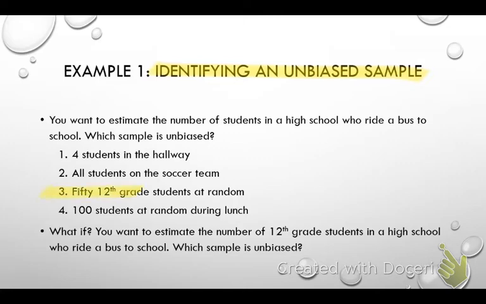Because it's 50 12th grade students. So now the question is specifically targeting 12th grade students. So number 3 would be the most obvious fit because those are also 12th grade students. So it gives me a really good picture. Right? Any questions on that? You see what we're doing here? Okay. That's it for example 1.